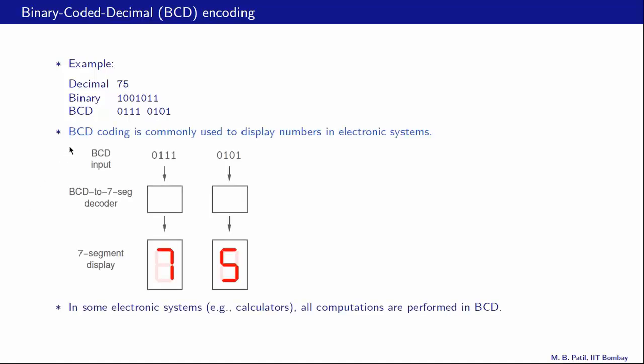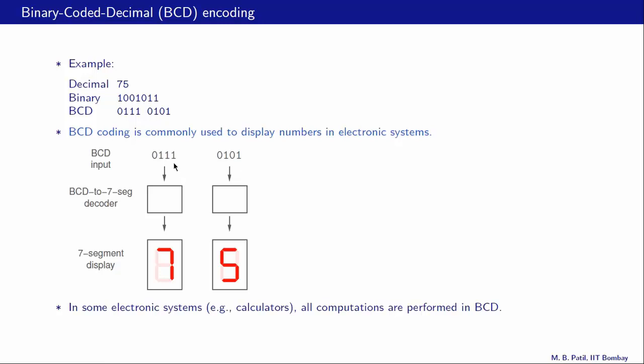BCD coding is commonly used to display numbers in electronic systems. For example, a watch or a calculator or a display of temperature, etc. And here is how it works. We will take the same example again, decimal number 75. So that is represented by this BCD number, part 1 0111 and part 2 0101.